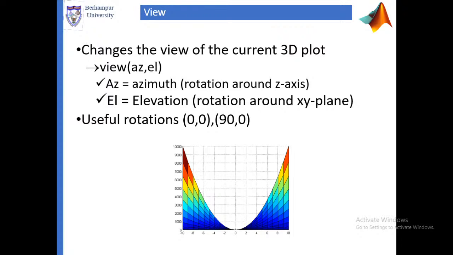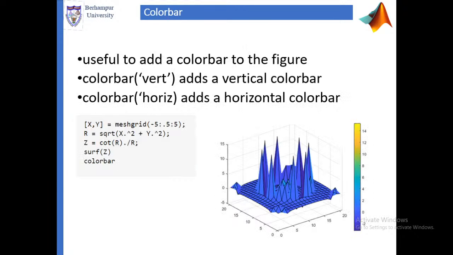Useful rotations are 0, 0. You are looking at the x axis, z axis. So the rotation around the z axis is 0, 0. You can also rotate at 0, 0 and 90, 0. So these are the two values for az, el, but you can change them and you can see different plots.